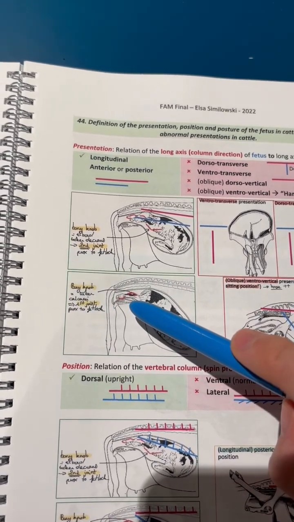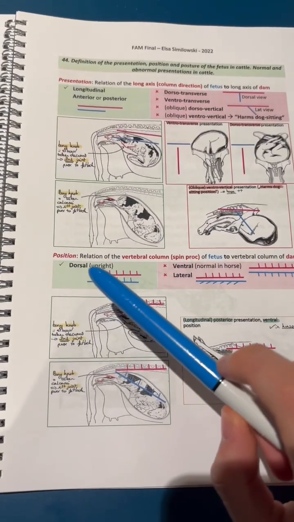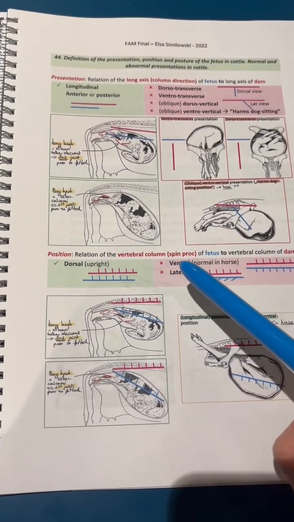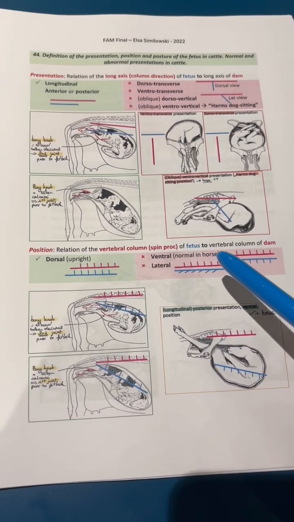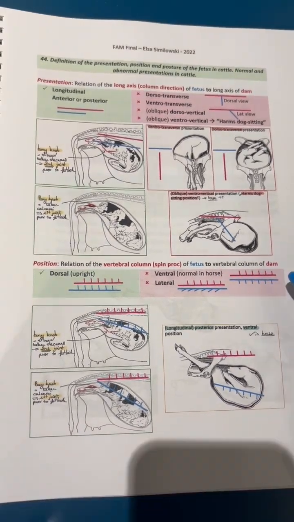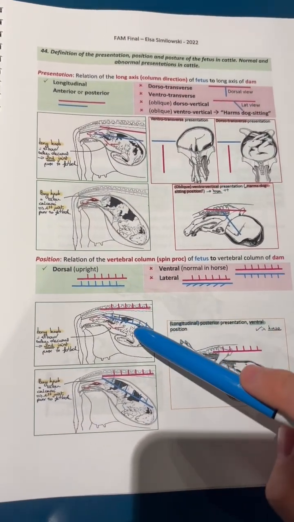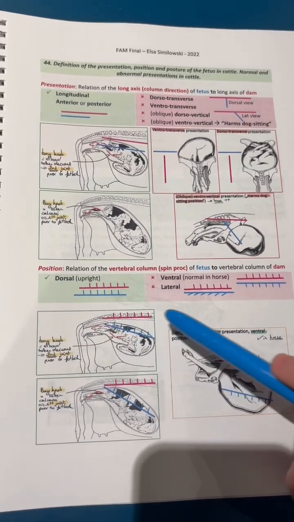after the fetlock. For position, this is the relation of the vertebral column, so the spinous process of the fetus, in relation to the vertebral column of the dam. So we always want the spinous processes of the fetus pointing up, the same as the dam.